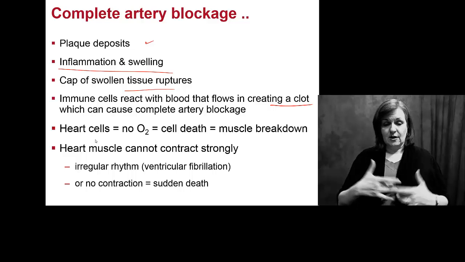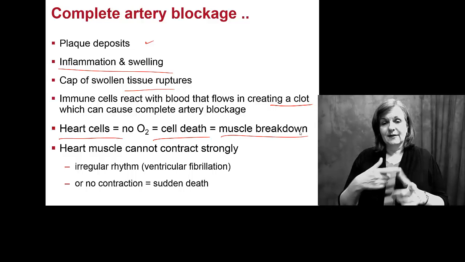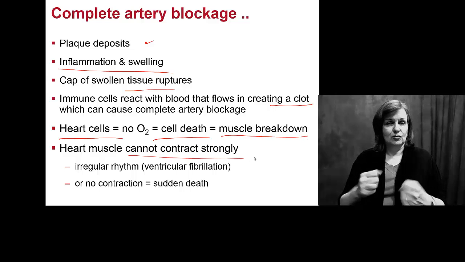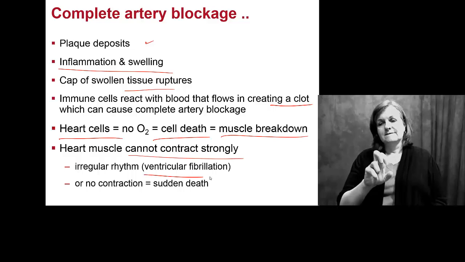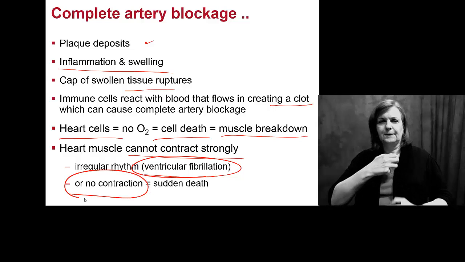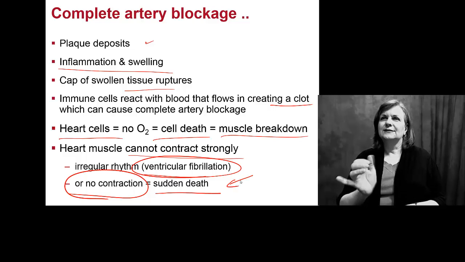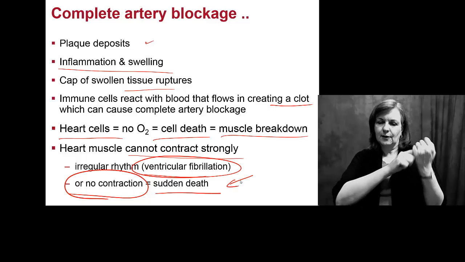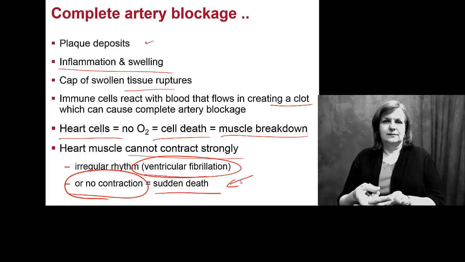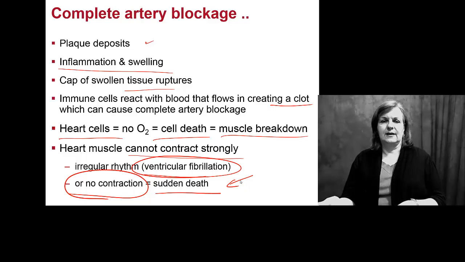If it's in the coronary arteries, the heart cells stop getting oxygen, the cells die, the muscles die, the heart can't contract strongly. You get what we call ventricular fibrillation, and you get flutters in your heart, and essentially at some point you will get no contraction and sudden death. This is when you hear about the people dropping dead on the 13th hole of the golf course. Just flat out dead. No symptoms. They are just walking along, fall over, and die.